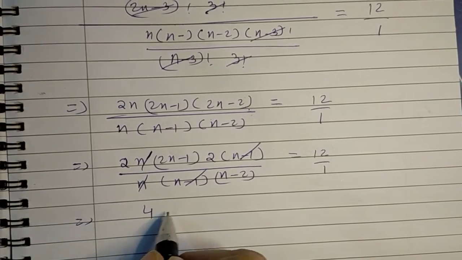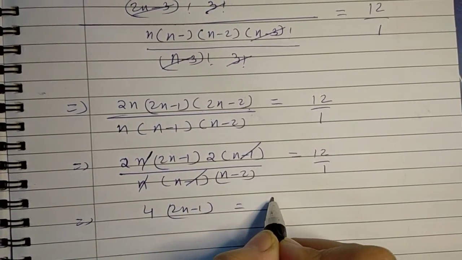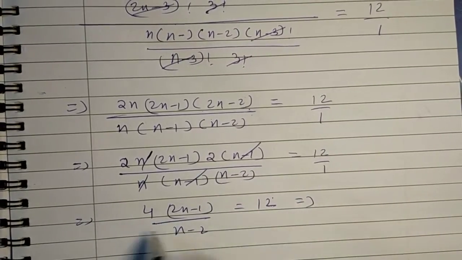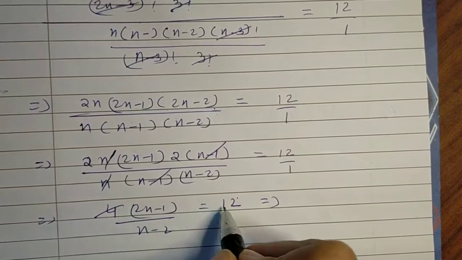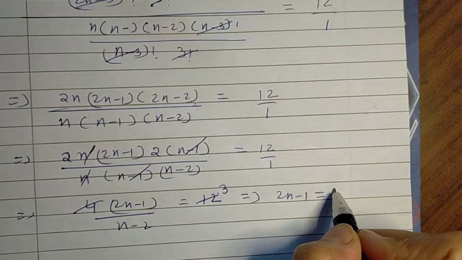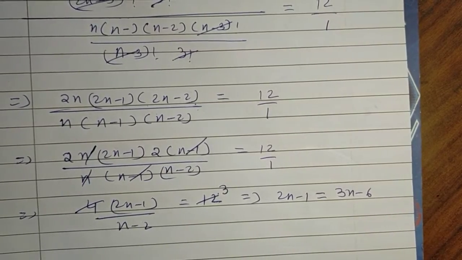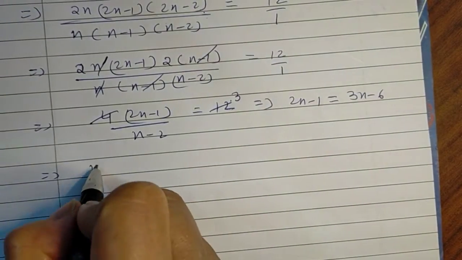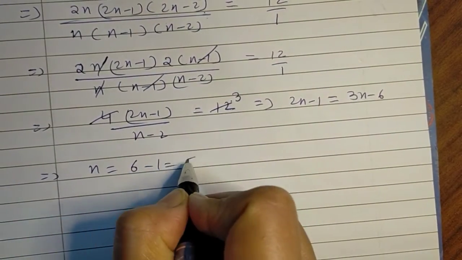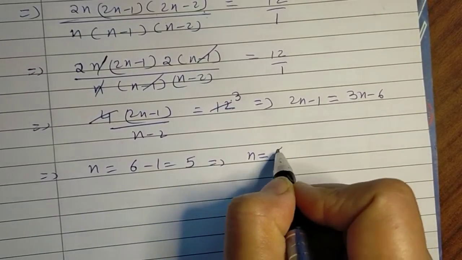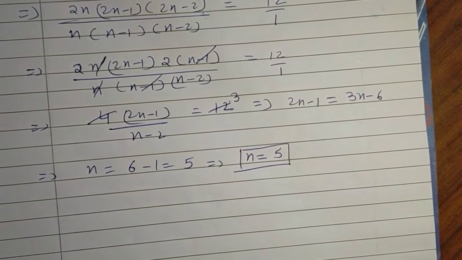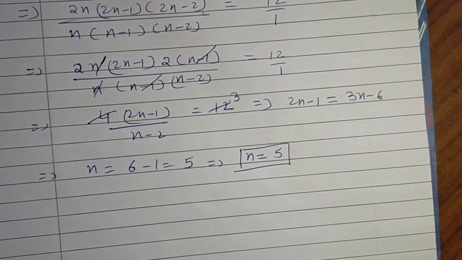Now we are left with 4 into (2n minus 1) upon (n minus 2) equal to 12, which on cross multiplication gives you, now first of all this 4 gets cancelled, and this gives you 2n minus 1 equal to 3n minus 6, which on solving gives us n, it goes there and this comes here, it becomes 6 minus 1 which is 5, which gives you n equal to 5 is the answer. Now same way you can do the second part also.